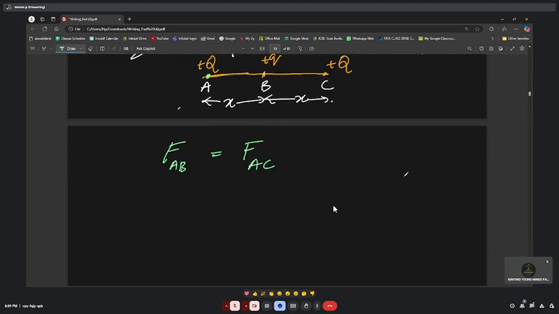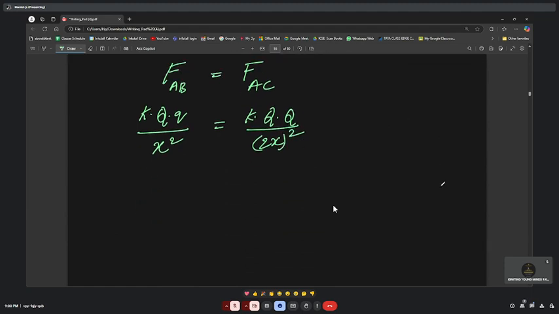Okay. So now we go and substitute in the formula. Between A and B, you will get K times Q1 Q2, which is capital Q times small q, divided by R square. R square is nothing but X square here. Same way for the other charge, I write K times q and capital Q again, divided by, this time R is X plus X, which is 2X, the whole square.